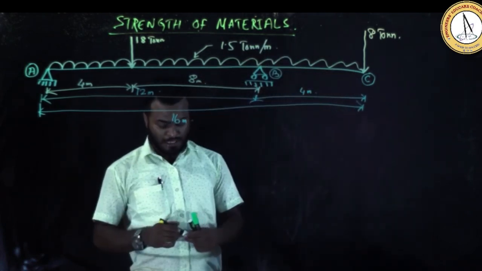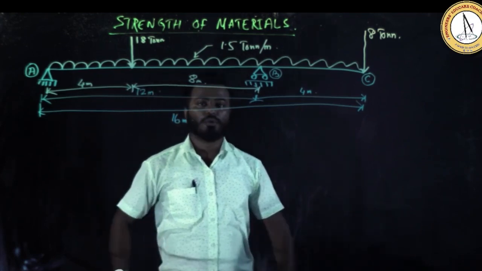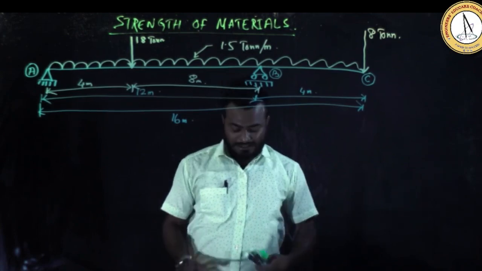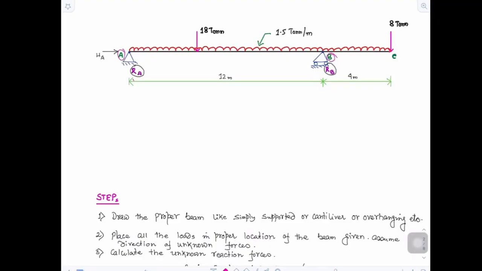Now how to draw the SFD and BMD? I will try to solve this problem with a stepwise procedure. So what is the first step? You can check your screen. Step 1 is to draw the proper beam, like simply supported, cantilever, or overhanging, as per the given condition. This is my beam, which is pin support at A, roller support at B, and there is overhanging. As per the question I have drawn. So this is my first step.